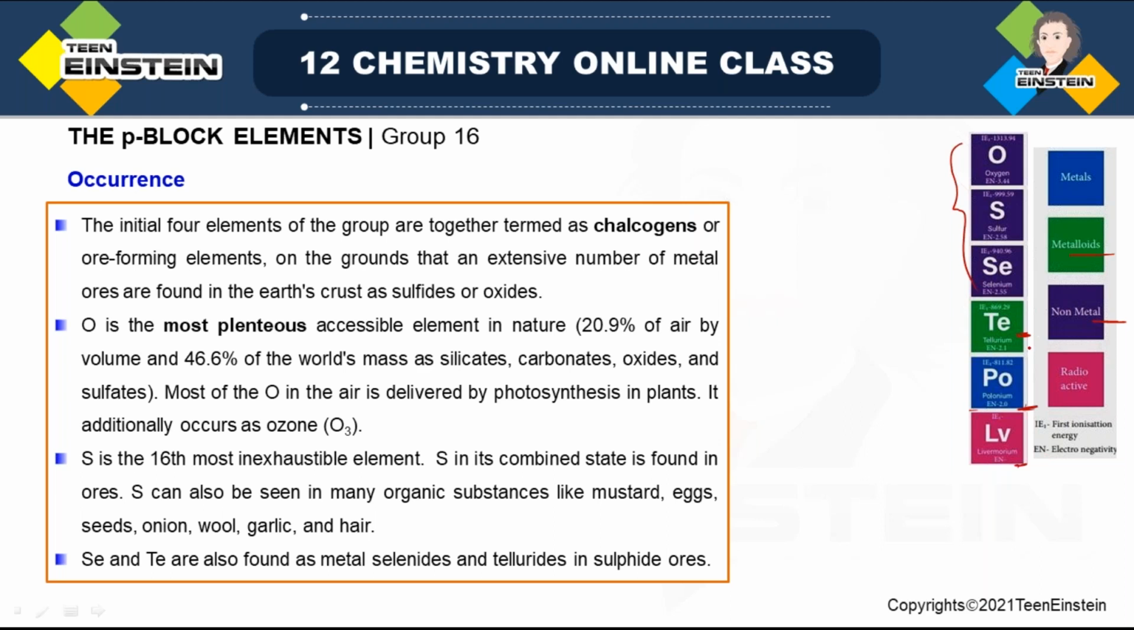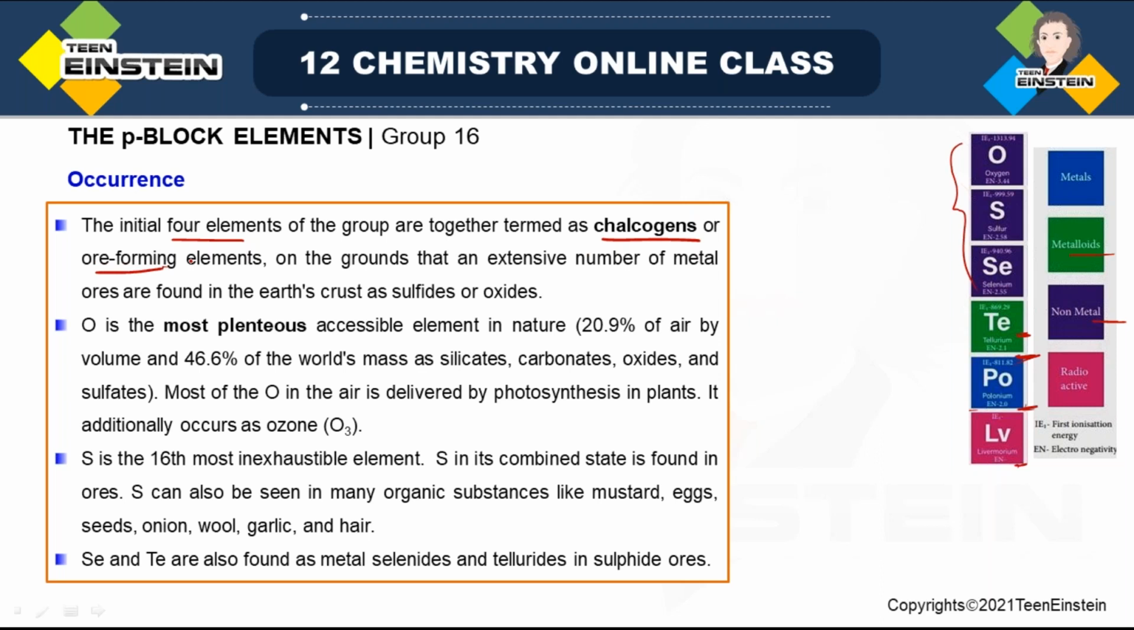Okay, so mostly the discussion that you will see in this group will be up to tellurium, because polonium's occurrence is not very high. Fine. The initial 4 elements, that means O, S, Se and Te, you can call them together chalcogens. Now why do we have this type of name? Because these are ore forming elements.